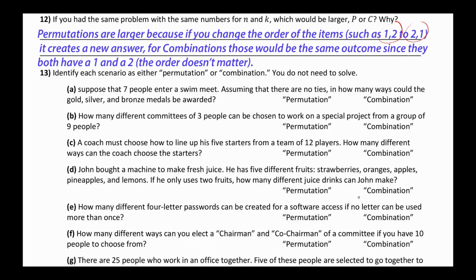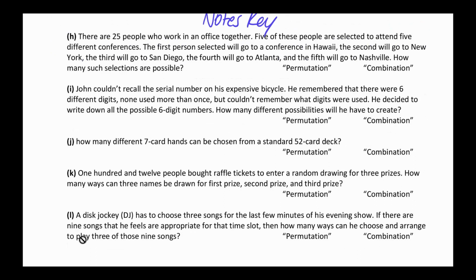So I want you guys to go ahead through all of the parts of 13. 13 goes all the way to the next page, and you need to go A through I. Give it your best shot at selecting if it's a permutation or a combination. We'll pause the video, and then I'll go through all those answers and explain them a little bit so you can understand why. So take a minute. Let's get your thoughts down.